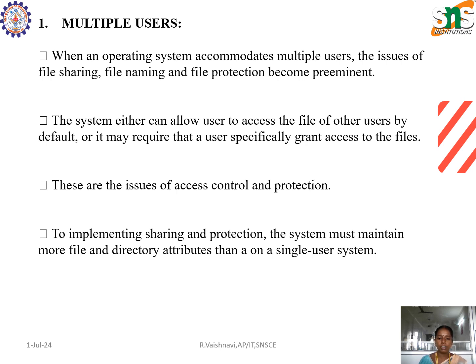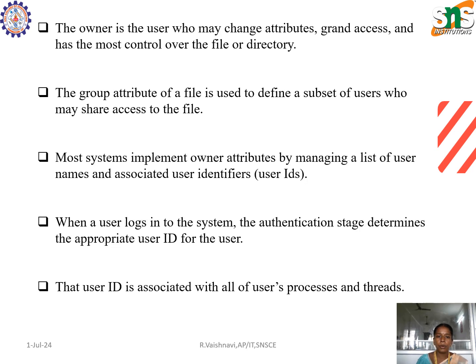To implement sharing and protection, the system must maintain more file and directory attributes than on a single-user system. The owner is the user who may change the attributes and grant access, and has the most control over the file or directory. Next point, the group attribute of the file is used to define a subset of users who may share access to the file.